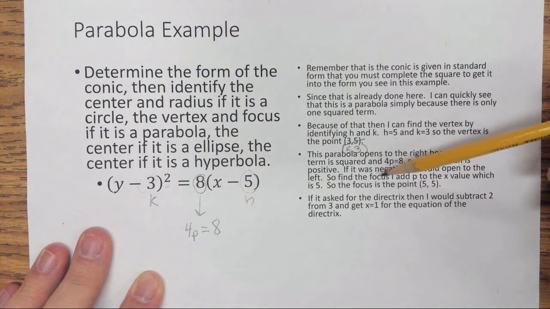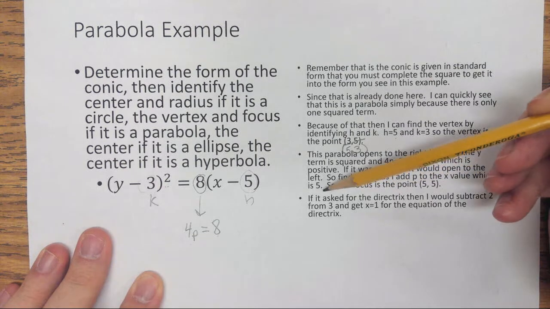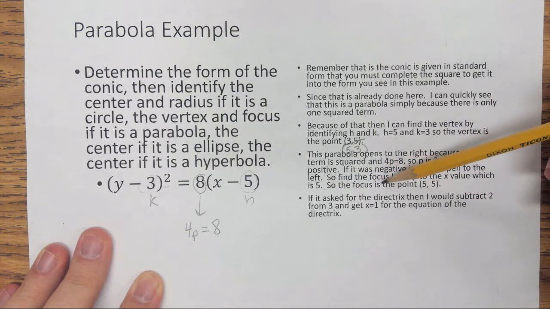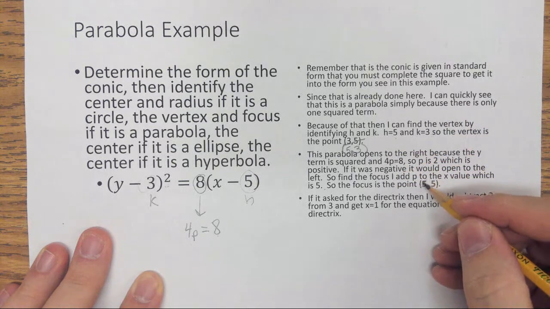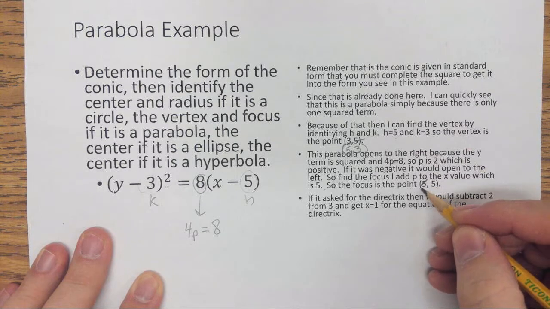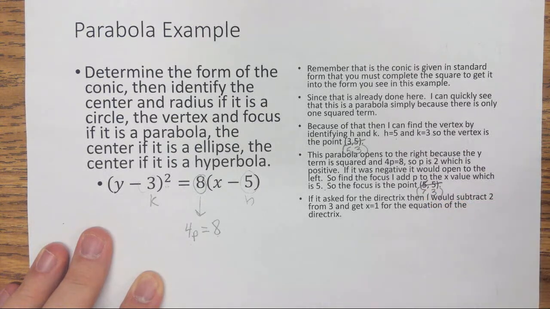So to find the focus, I add p to the x value, which is 5. So the focus is the point (5, 5), because I added 2 to 5. That should be (7, 3), not (5, 5).